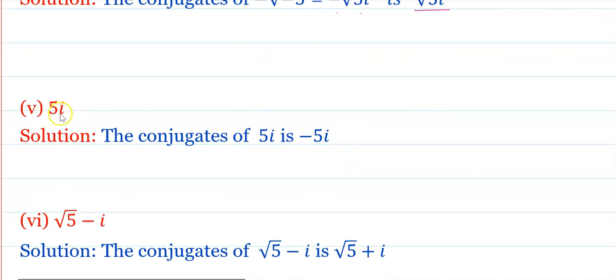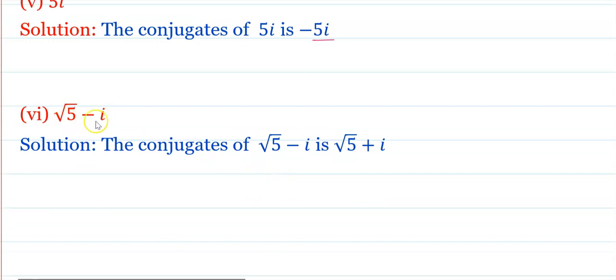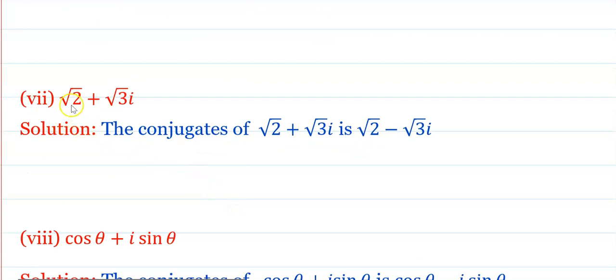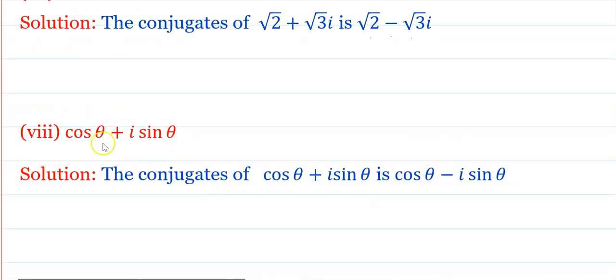Next, the conjugate of 5i is minus 5i. Conjugate of root 5 minus i is root 5 plus i in this way. Okay. Conjugate of root 3 root 2 plus root 3i is root 2 minus root 3i. Okay. And the conjugate of cos theta plus i times sin theta is cos theta minus i times sin theta.